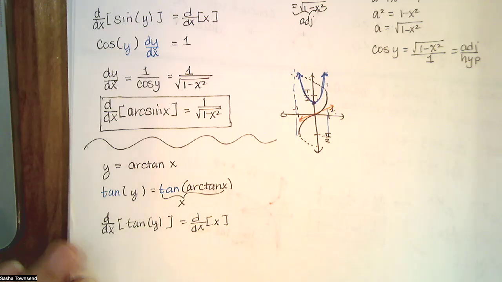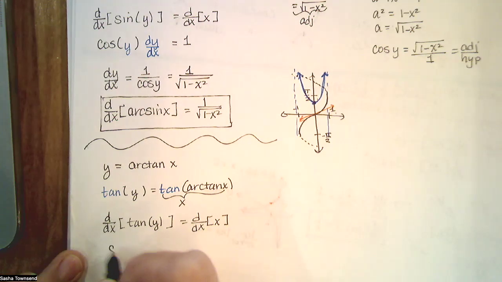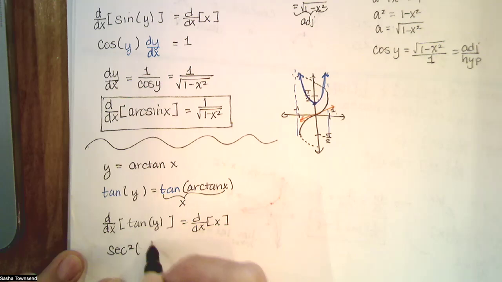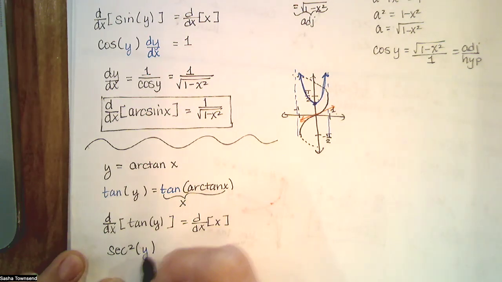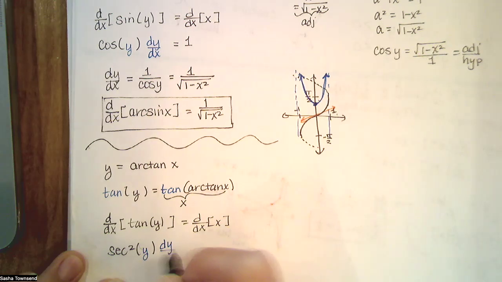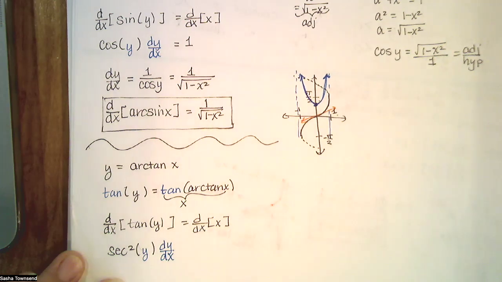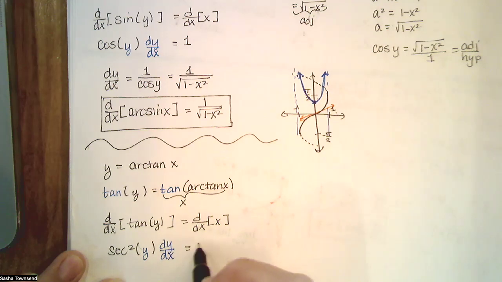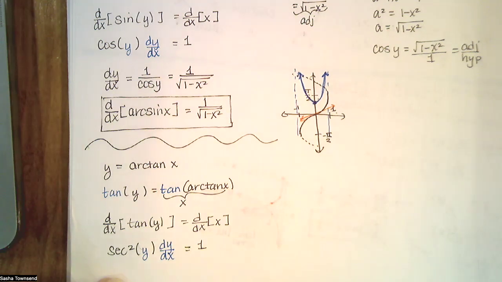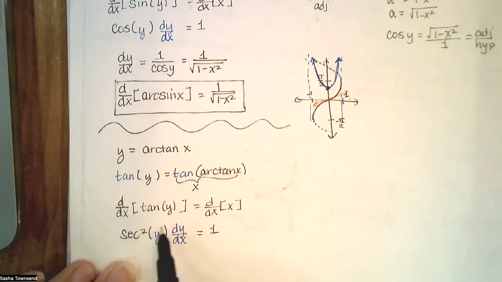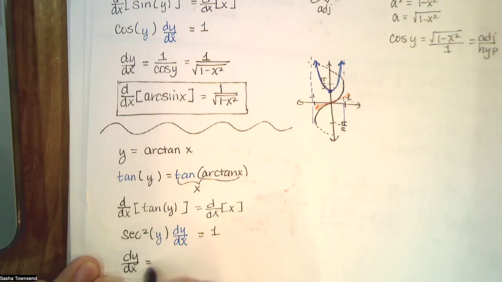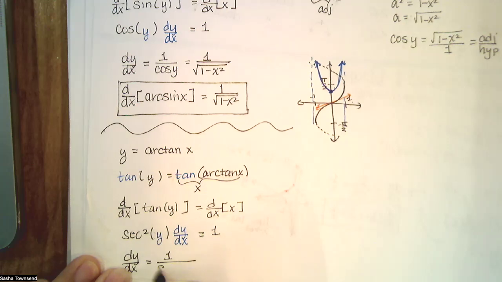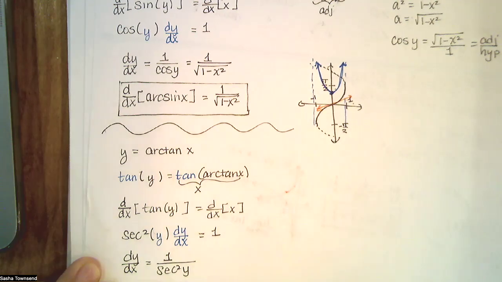The derivative of the tangent of any function is secant squared of that function. Since this is a function of x, we'll put that function of x back inside and multiply by the derivative of the inside by the chain rule. And then the derivative of x is 1. We're trying to get dy/dx by itself. It's multiplied by this extra factor, so we just divide. We have 1 divided by secant squared y is our dy/dx.